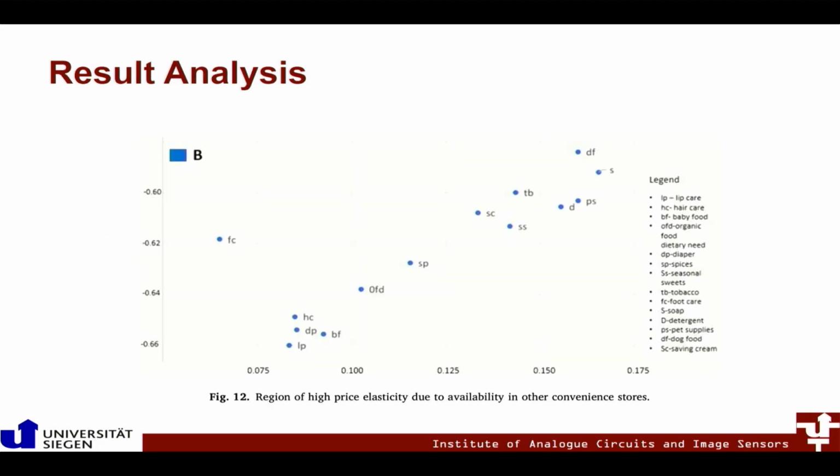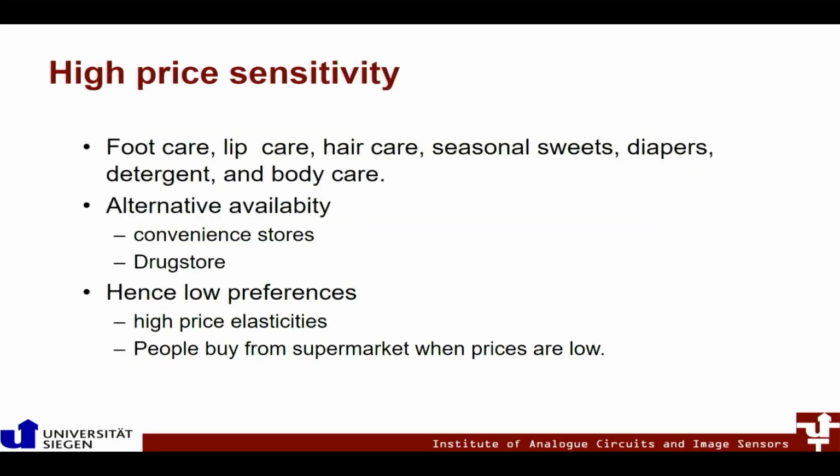Then there are products where they have got very high price elasticity because you can find them not only here but in other places too. So look at things like hair care, lip care, baby food, sweets, tobacco, and other things. So with these, there is an alternative availability. Hair care you can buy from a pharmacy, from a convenience store, or from a supermarket. So we figured out people only buy them from a supermarket if the price is low. Okay? Especially medicinal products, you think it will be better at a medical shop.